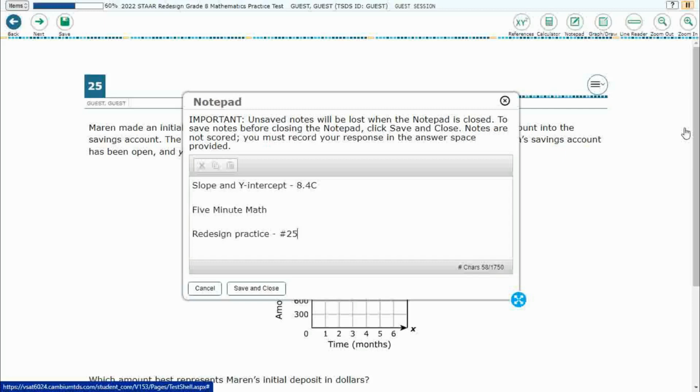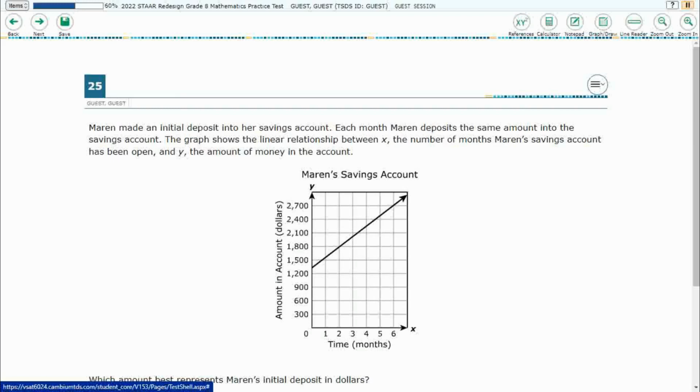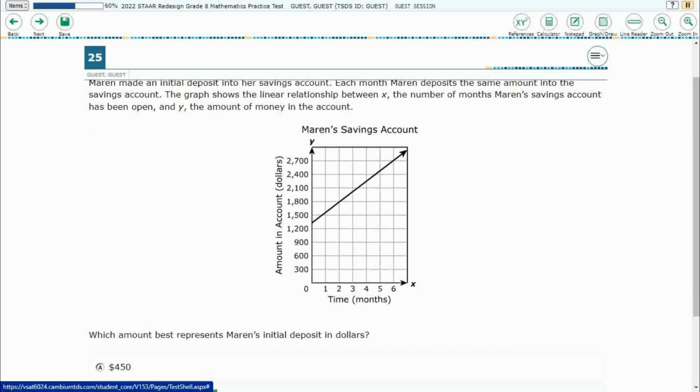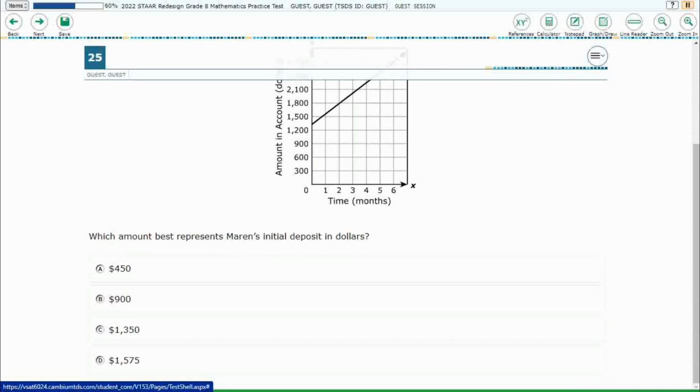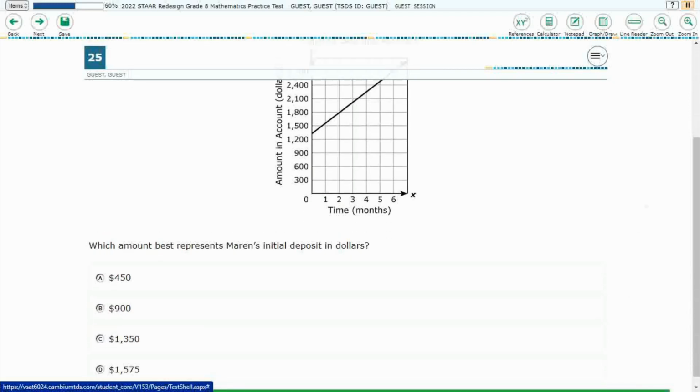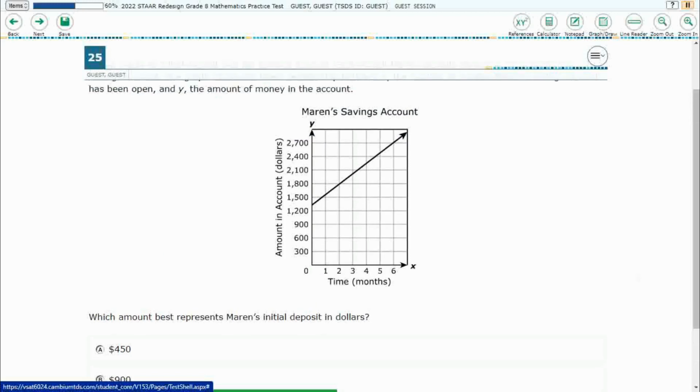Today we are looking at the 8th grade concept of slope and y-intercept. This is standard 8.4C in the great state of Texas, and we are using item number 25 off the Redesign Practice Online STAAR test. If you haven't done so already, please go ahead and take a moment to pause the video, work this problem out on your own, unpause it, and we will look at our answers together.